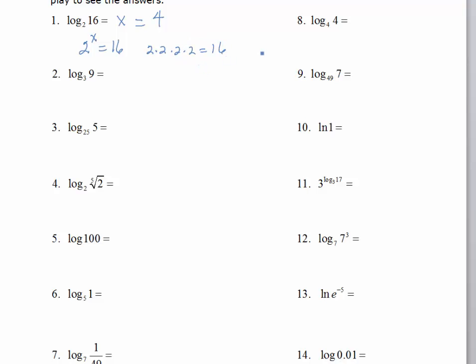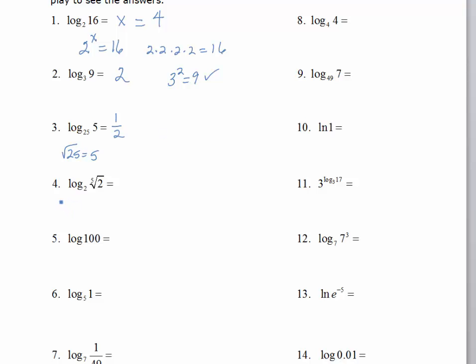Right. The second one, 3 to the 2nd power will give me 9. 3 squared equals 9. And it's also a good idea, once you solve it, to double check it by looking at it in exponential form. 3 squared equals 9, that makes sense. 25 to what power gives me 5? Well, since I know that the square root of 25 equals 5, the exponent has to be 1/2.